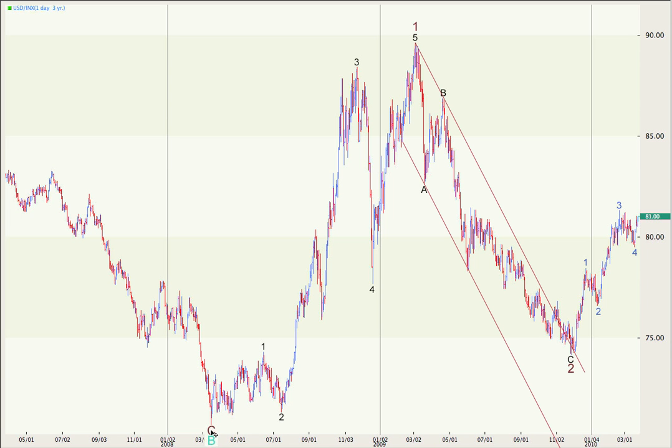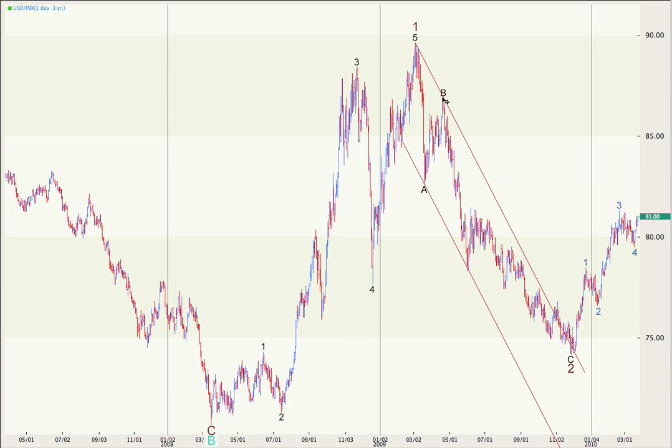Because wave 1 at primary degree was 18.7 long, we could therefore expect primary wave 3 to be at least as long as 1. It's highly likely that that will take the dollar up to 92.97 in the next few months, or it's also likely that wave 3 will be 1.618 the length of wave 1, which would take the dollar up to about 104.58.